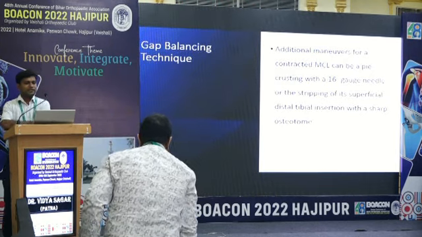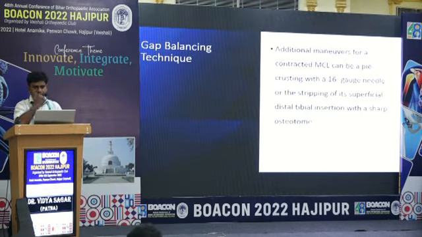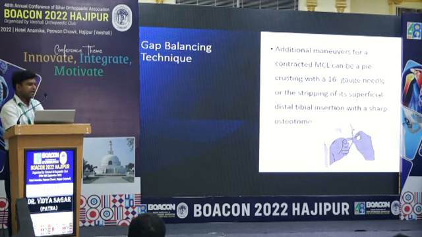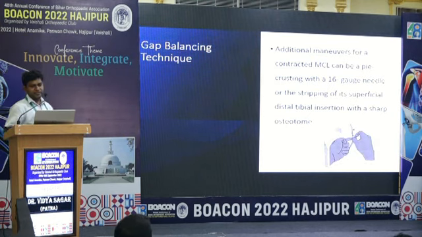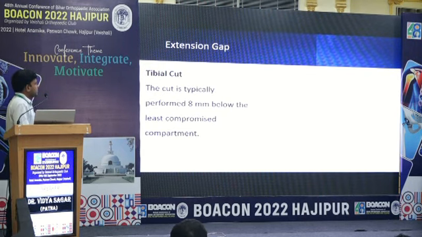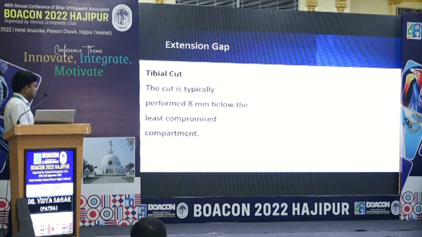Now coming to gap balancing, an additional maneuver can be used for the contracted MCL. A 16 gauge needle can be used for pie crusting the deep MCL. Coming to the extension gap, the tibial cut is typically I used to take 8 mm below the least compromised compartment, or 2 mm from the most compromised compartment.